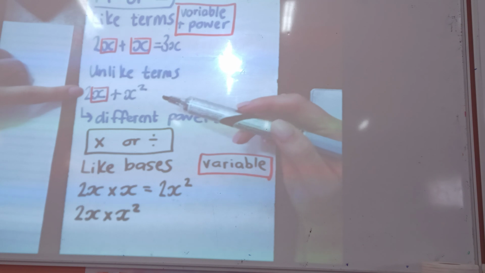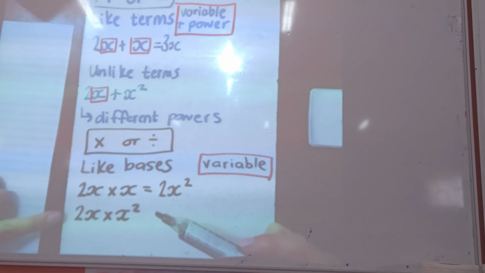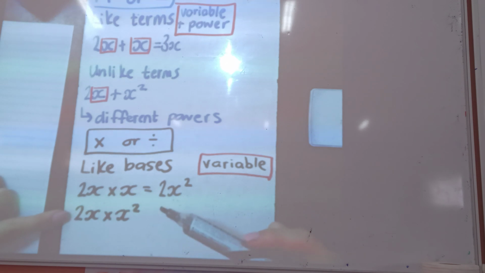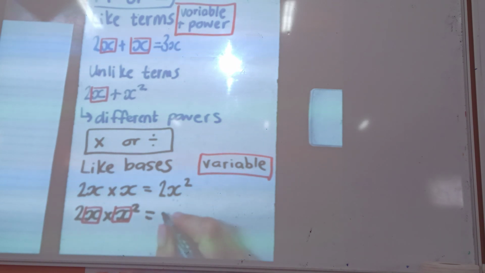When I was adding or subtracting, I couldn't interact with those two variables because they were different terms. But what can you tell me about these here when I'm multiplying? The variable is the same. So therefore I can interact. You see here I have x and I have x. I don't care about the squared. Can you remember what the answer is to this? 2x cubed. Very good.